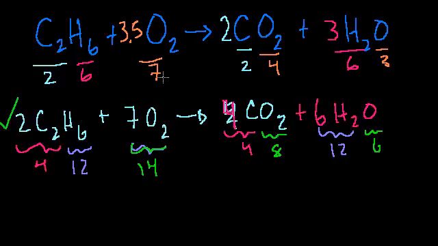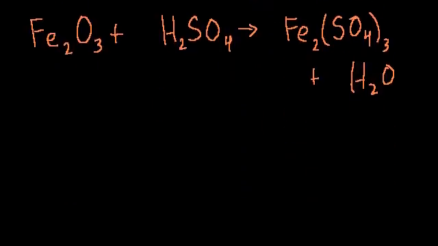So that one, a lot of people might have found to be a hard problem because you have this 3.5, and just going straight to this might seem non-intuitive. But if you just work from the more complicated molecules and you go atom by atom, and if you end up with any fractions, you just multiply both sides by some number to get rid of the fraction, and then you're done. All right, let's do another one.